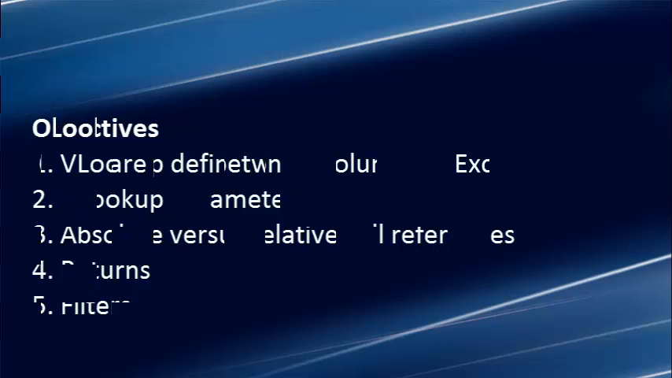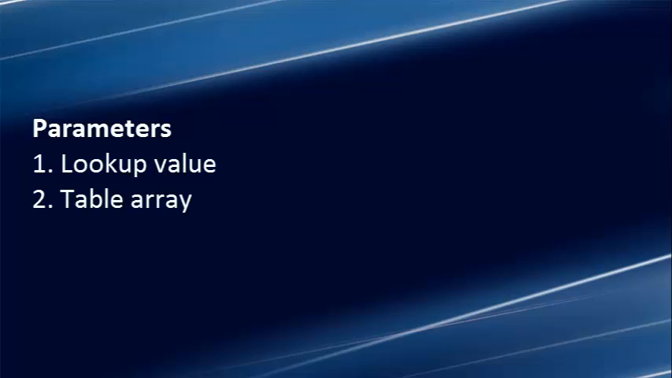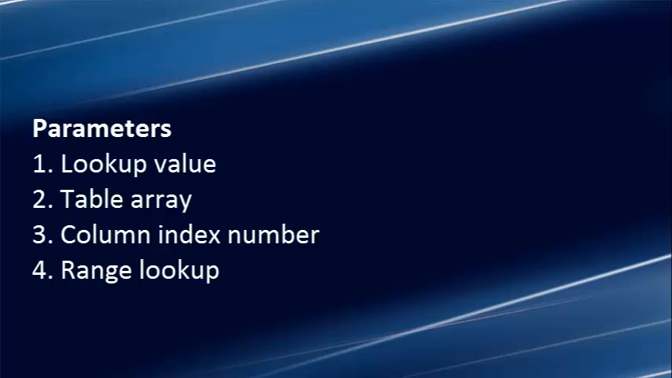Let's get started. VLOOKUP is a function in Excel that allows you to compare two lists to find matches. There are four parameters that are passed into the function. The lookup value is a single value from a list that you are looking for. The table array is a list of values from which you are searching for the lookup value. The column index number lets the function know which column to use if there are multiple columns in your table array. And the range lookup accepts the values of true and false. It lets the function know if you only want to find exact matches or if you would like it to return the greatest value from the table array that is less than your lookup value.